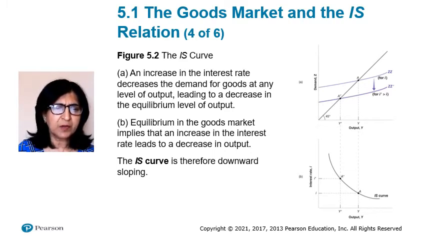At any level of output, the higher interest rate leads to lower investment and lower demand. The demand curve ZZ shifts down to ZZ prime. The new equilibrium is at the intersection of the lower demand curve ZZ prime and the 45-degree line at point A prime. The equilibrium level of output is now equal to Y prime.